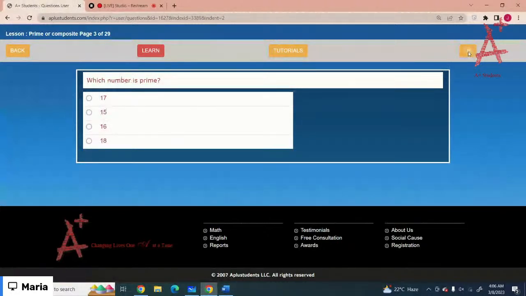Okay, which number is prime? 17, 15, 16, 18. If you guys know the answer, just write the answer in the chat box. So which number is prime? Be quick. 17 is a prime number. Got it? Because 15, 16 and 18 have more than two factors, so they are composite numbers. Got it?